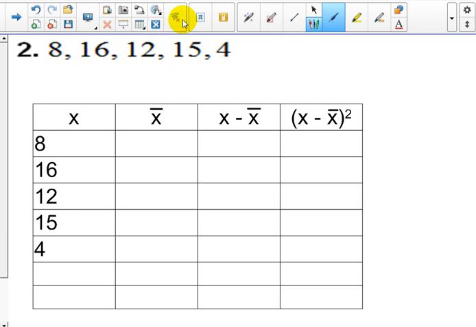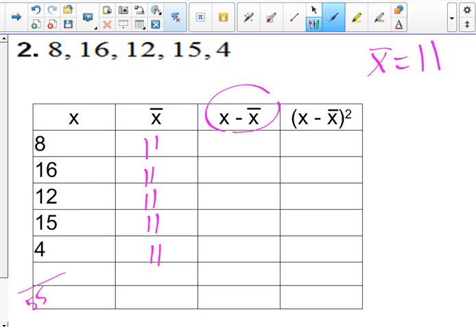So we're going to go 8. Don't forget to clear your calculator. Let's go 8 plus 16 plus 12 plus 15 plus 4. 1, 2, 3, 4, 5. And enter. Looks like it's 55. Everybody agree? So the sum was 55. I'll just pencil it in right there. And then we want to divide that by 5 elements. And it's pretty easy to see that's going to be 11. So our average, or our mean, is equal to 11.